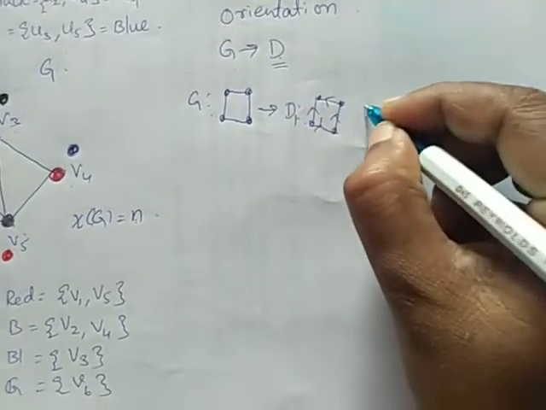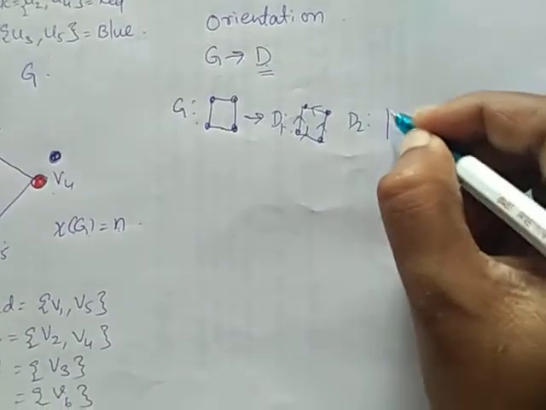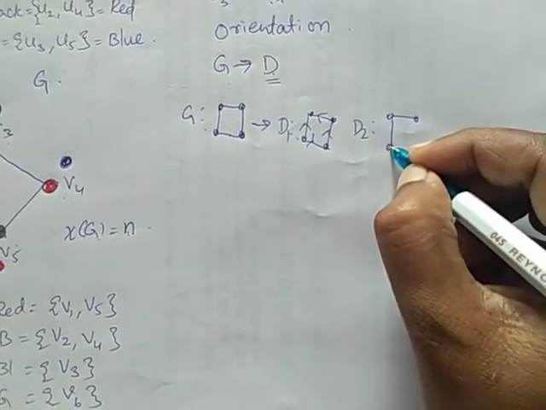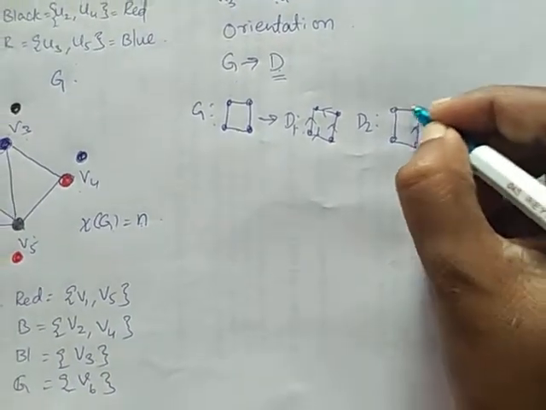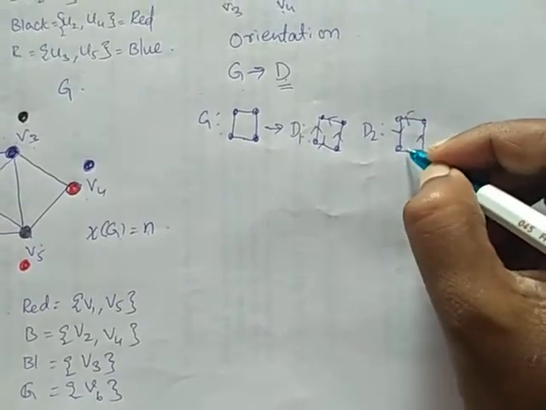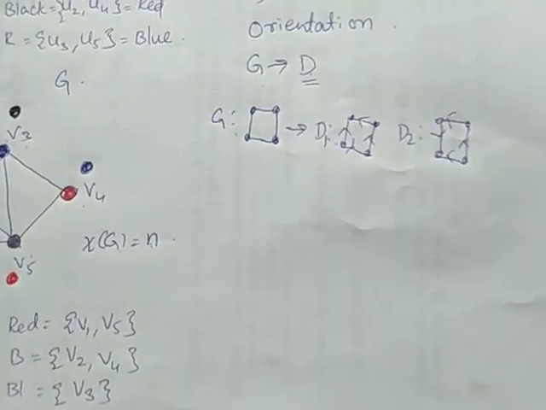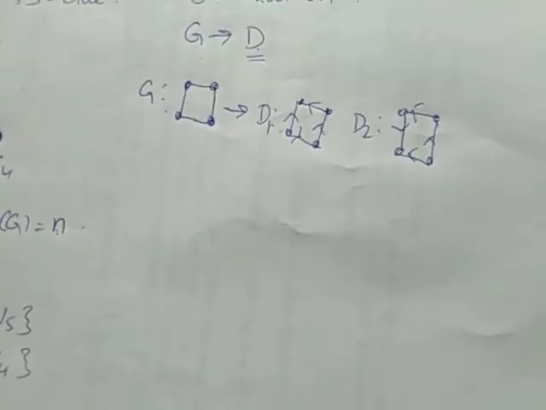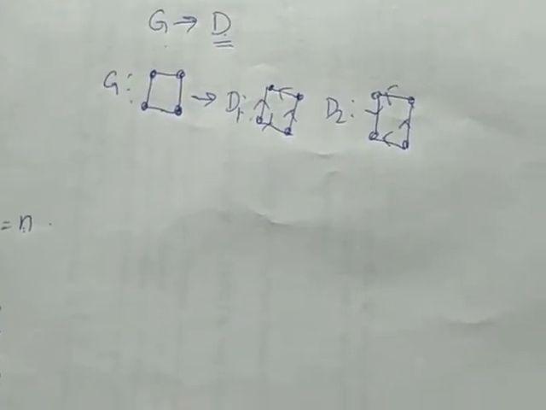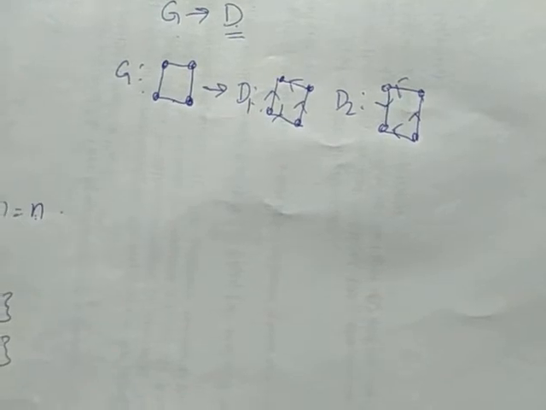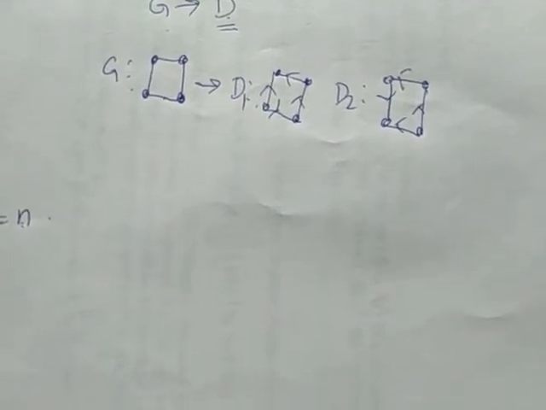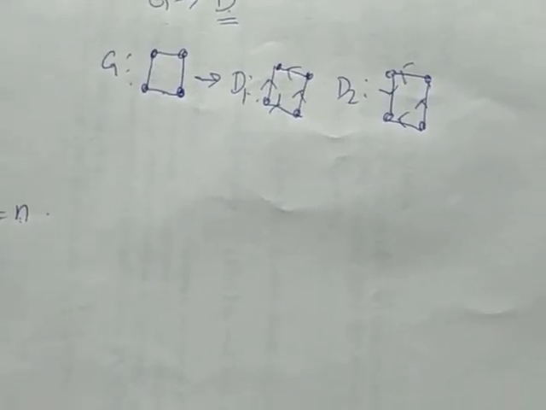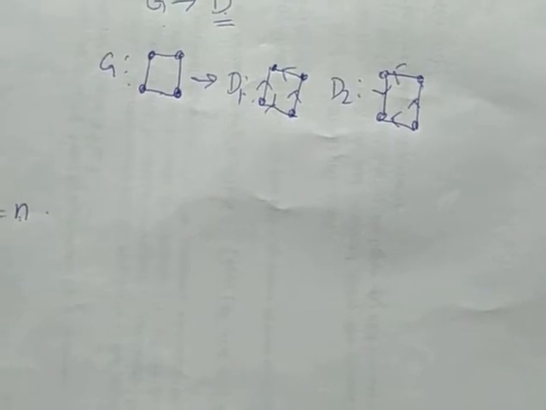This is D1. If I take some other example, D2 is also an orientation of G. So orientation of G is, for a graph, if there is a digraph such that G is the undirected graph of D, then D is an orientation of G.